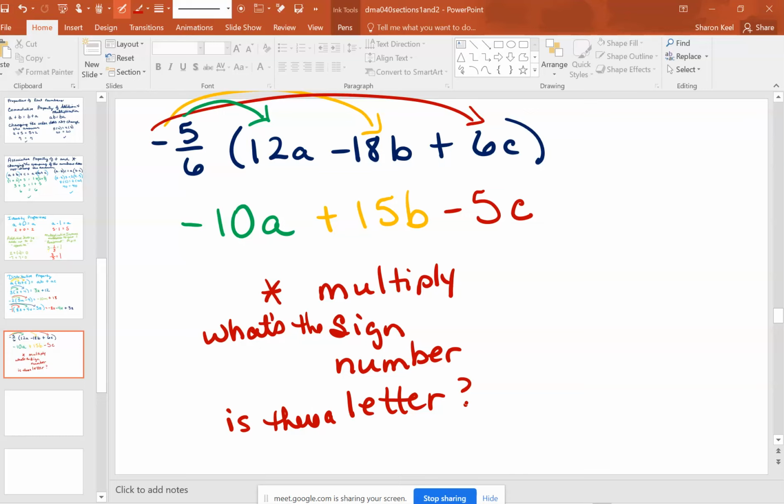That is the end of section 2. So that gets us through the first 2 sections of DMA 40.